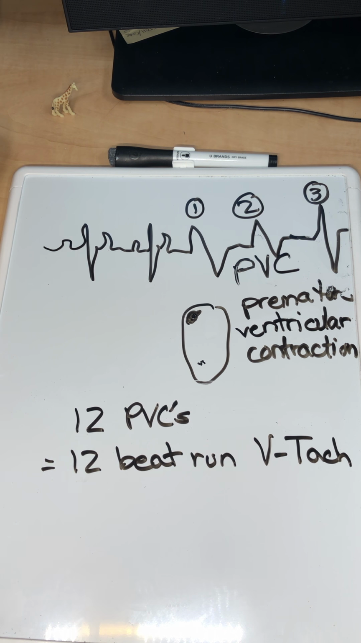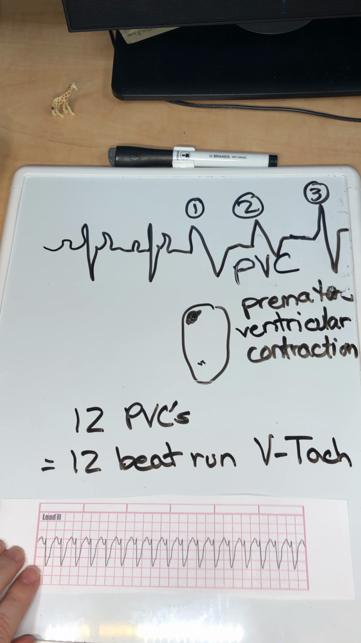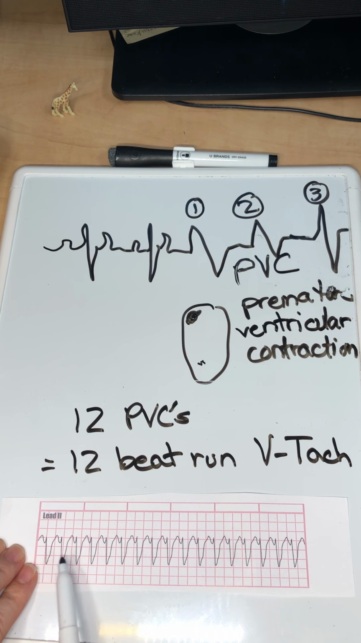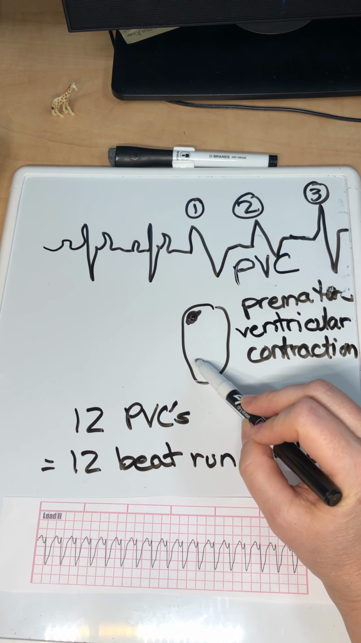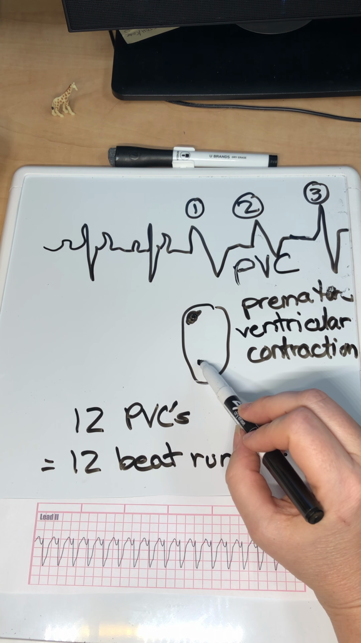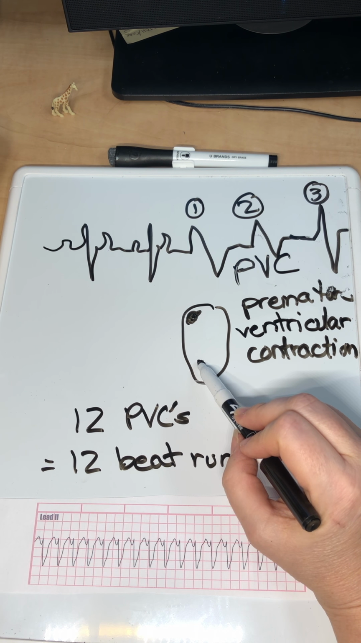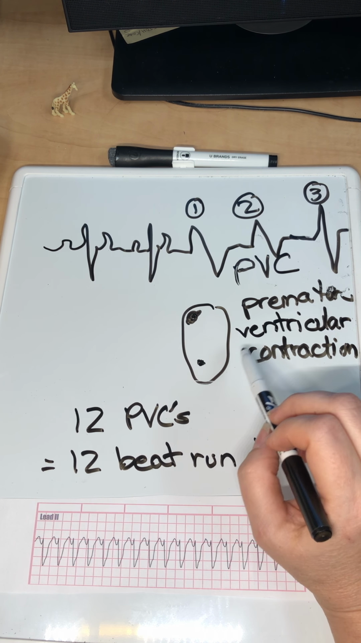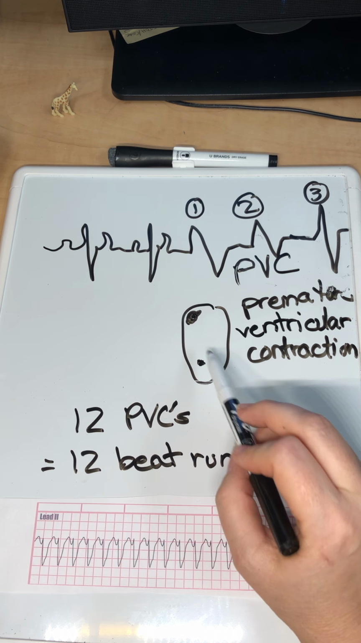Now, what if the patient stays in it? What if patients stay in that rhythm? Oh, look at this. This patient stayed in that rhythm. You call this sustained V-tach. This is just a bunch of PVCs all in a row. Can you imagine if this spot here permanently takes over? Is this patient going to get good cardiac output? There's no way you're going to have a decent blood pressure if this is taking over.